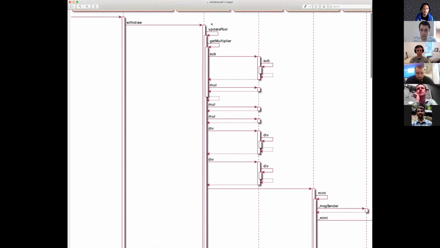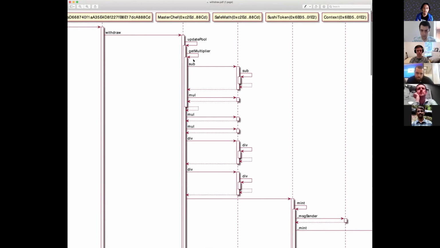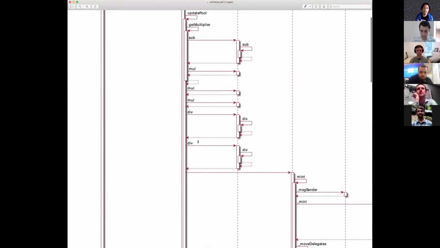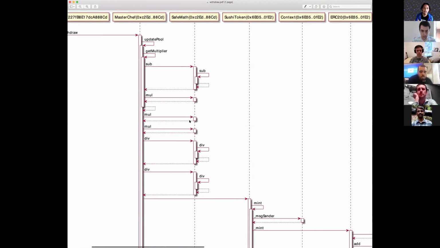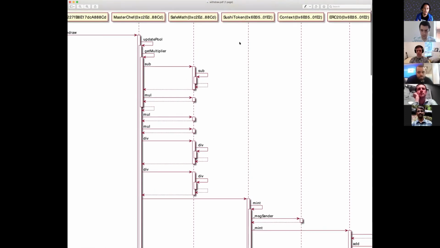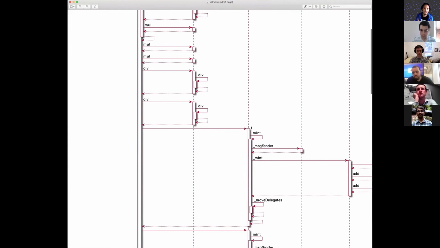MasterChef then goes and updates the pool, which involves figuring out the multiplier using safe math. And then ultimately what happens is MasterChef figures out how many tokens it needs to create. And then it reaches out to the SUSHI token contract to mint tokens.